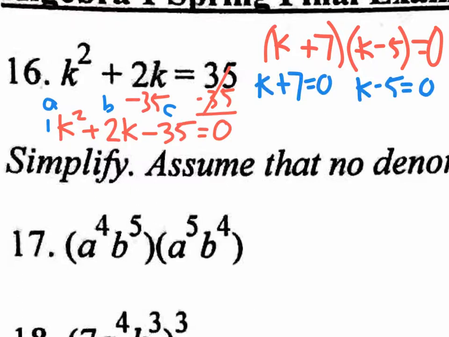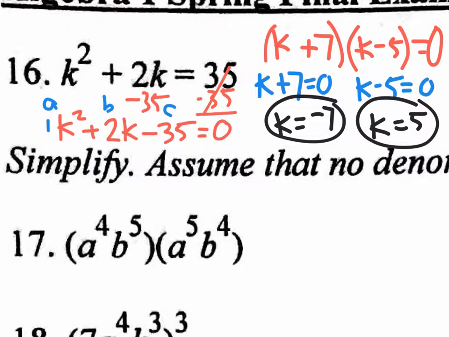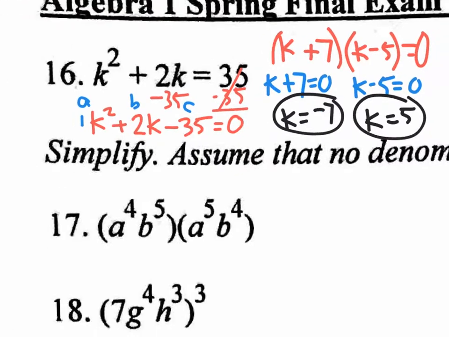And when we solve it, we're going to get k, subtracting 7 on both sides, k equals negative 7. That's one answer. K, if I add 5 to both sides, k equals positive 5. That's the other answer. There are two answers to number 16.